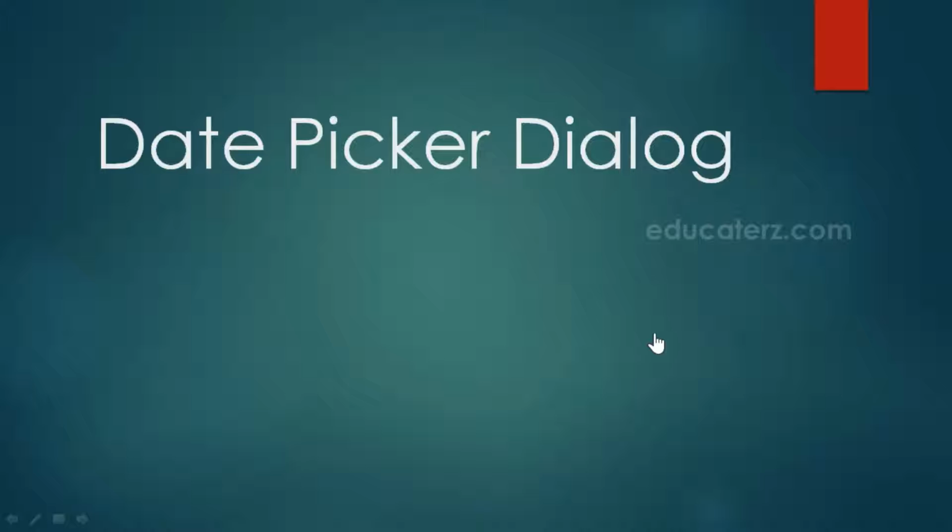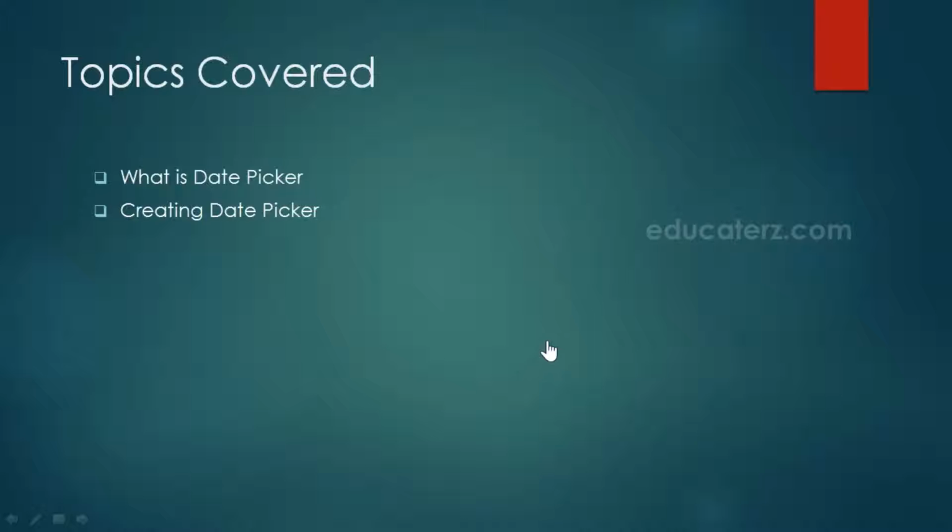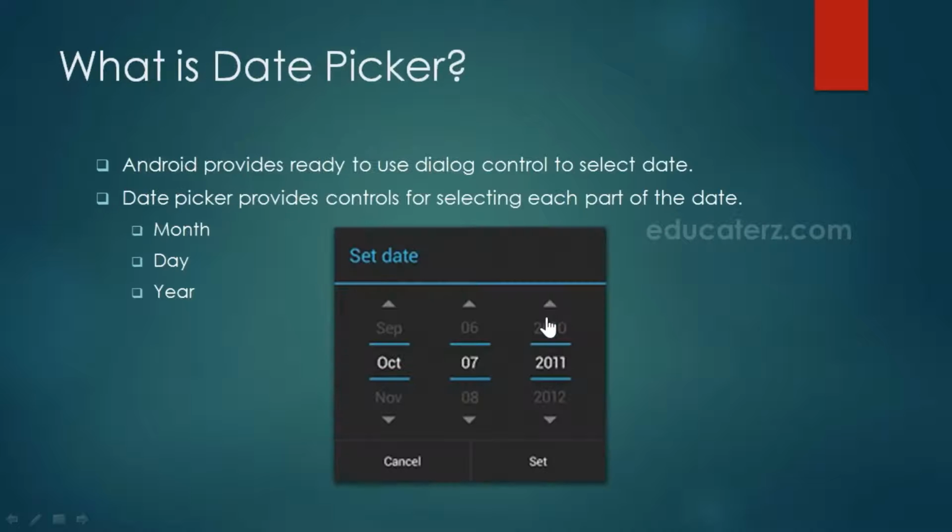This is Venkatramana Ganji. In the previous session, we have discussed one of the picker dialogs, that is time picker dialog. Now let us discuss date picker dialog. Here we are going to discuss what a date picker is and how to create a date picker. As you see in the diagram, it allows us to select a date with month, day, and year.